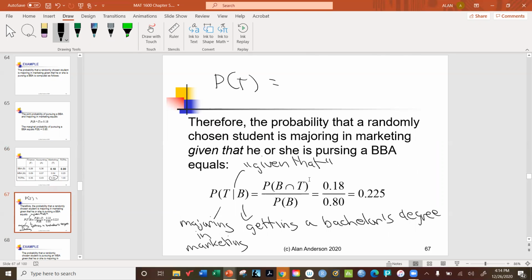So while it's a small difference, they're not identical to each other. What that really indicates is that the proportion of students who are studying marketing is different between the bachelor students and the master students. That's really what this means. So this is what we mean by a conditional probability.